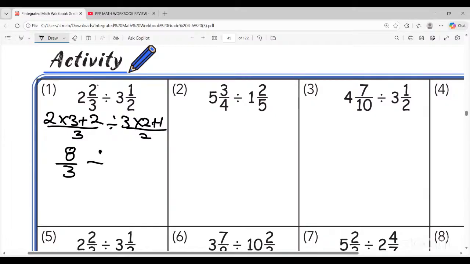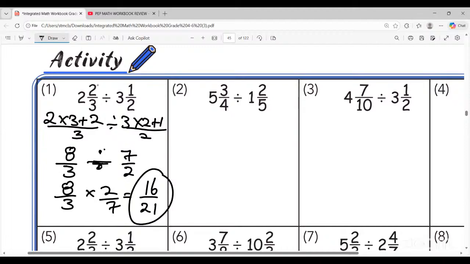Notice I keep my division just the same. I don't change nothing yet. 3 times 2 is 6, and that's 7 over 2. Now we can do the KCF. When we convert, so we have 8 over 3 times 2 over 7 because we reciprocate. Now 8 times 2, 16, and 3 times 7, 21. Now this is already in its lowest form. There's no number that can go into 16 and 21 without leaving a remainder.